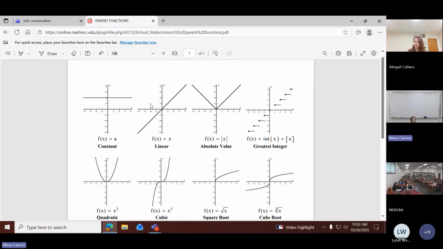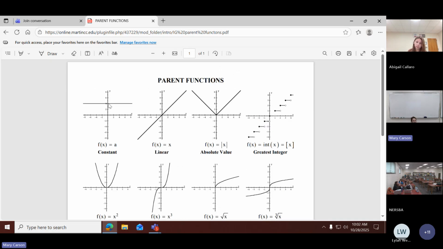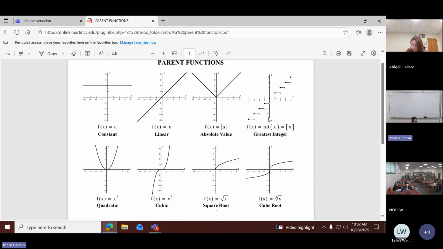Yeah. All right. The hardest thing for parent functions and piecewise functions is just knowing what kind of function it is. A constant function is just a linear function that goes straight across like a horizontal line. Your linear function is y equals x, or f of x equals x. Absolute value is always going to look like a V. So you can move this up or down. Greatest integer, we're not really going to cover, but this is what one looks like.